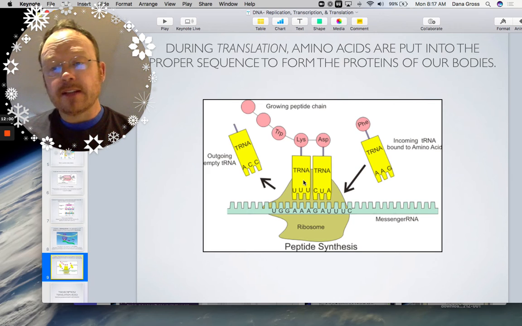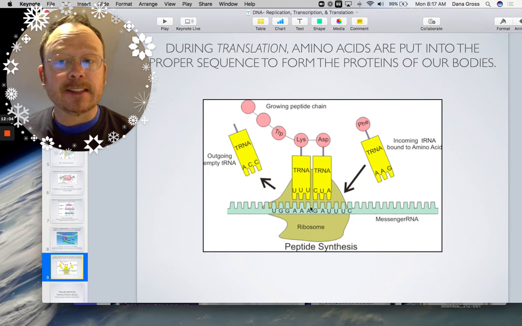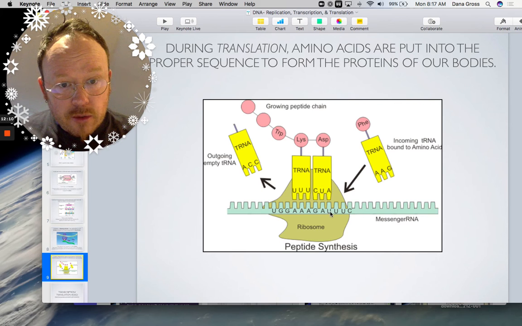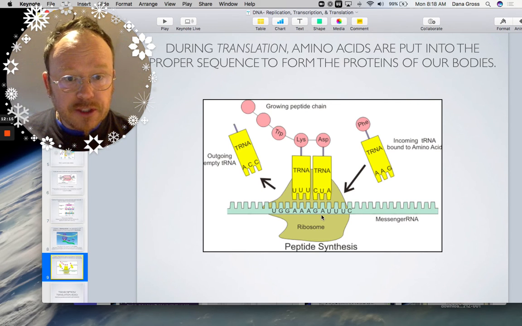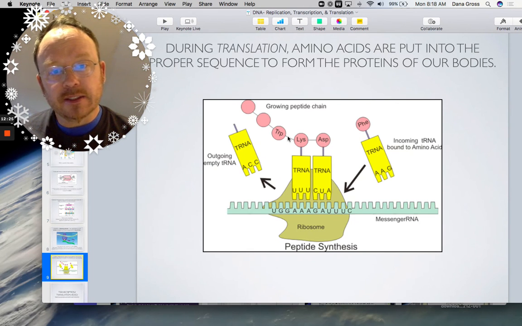tRNA, you see here, stands for transfer RNA. That's another protein that brings the amino acid to the ribosome. We're not going to focus on that much right now. And you can see here's the code GAU. The ribosome reads the RNA in groups of three. GAU tells the ribosome to get the amino acid, what's that, aspartic acid. And here comes phenylalanine, and here's tryptophan.